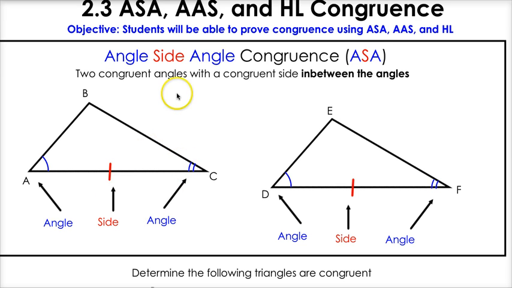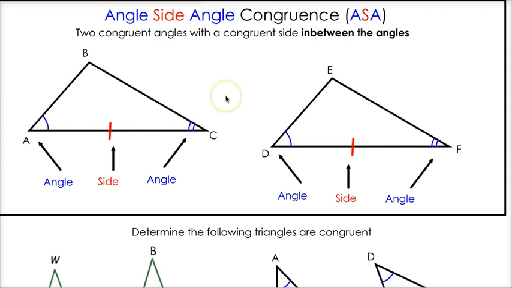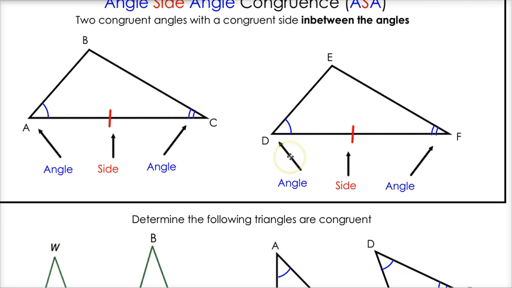So we're going to learn three more today. It's called angle, side, angle, angle, angle, side, and hypotenuse leg congruence. So let's talk about our first one, angle, side, angle congruence. If two triangles have an angle, a side, and then an angle that are congruent, so if you see angle, side, angle, you'll see they're congruent in both these triangles, then you know that the two triangles are congruent. Okay? So let's look at some examples of this.